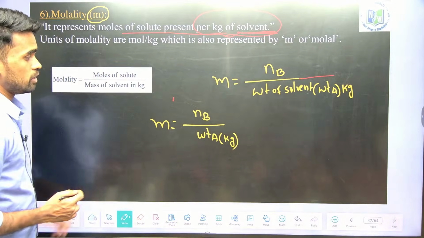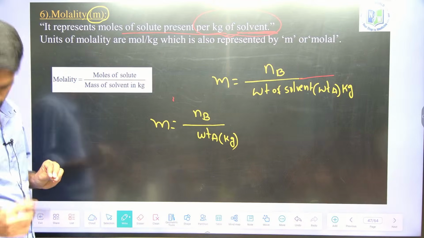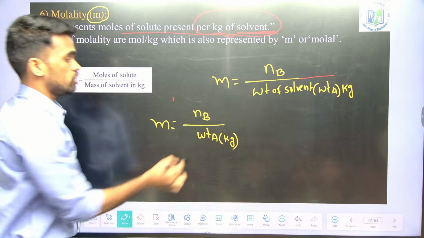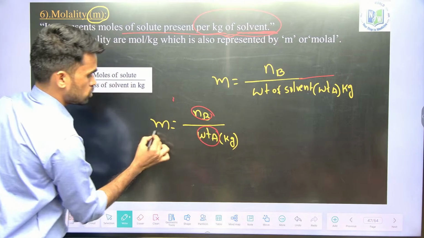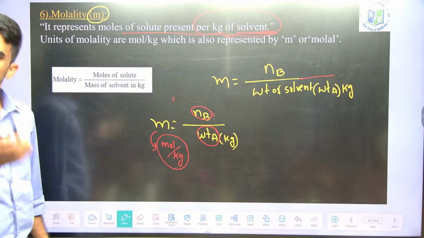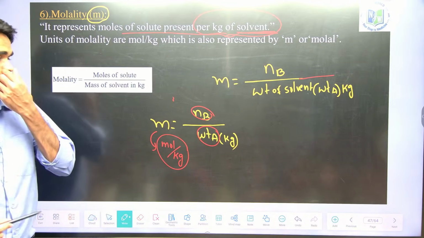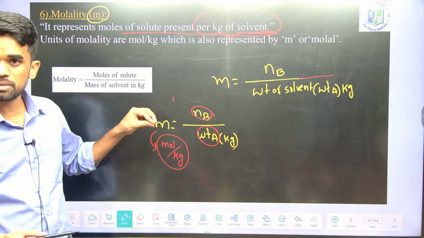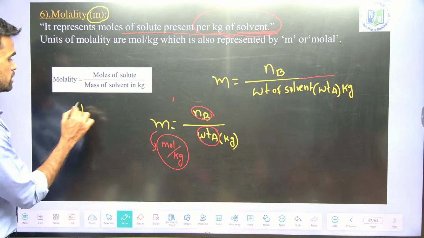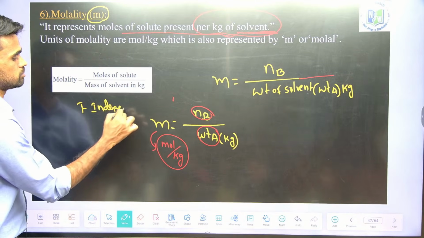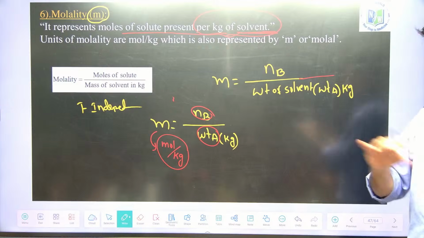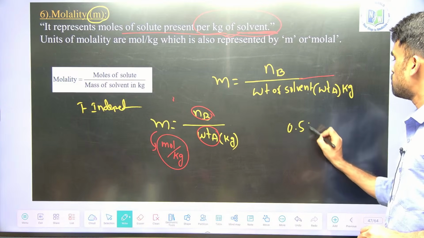Next, what will be the units for molality? Molarity is mole per liter, so here the units will be mole per kg. These units are fixed, they won't change. Do we have any volume term involved? No. So temperature dependent or independent? Independent. So molality is temperature independent.